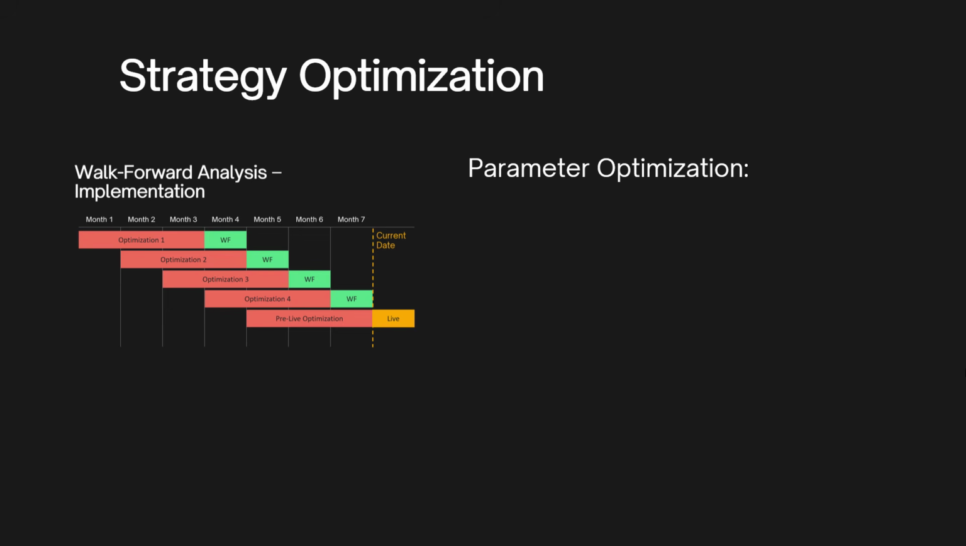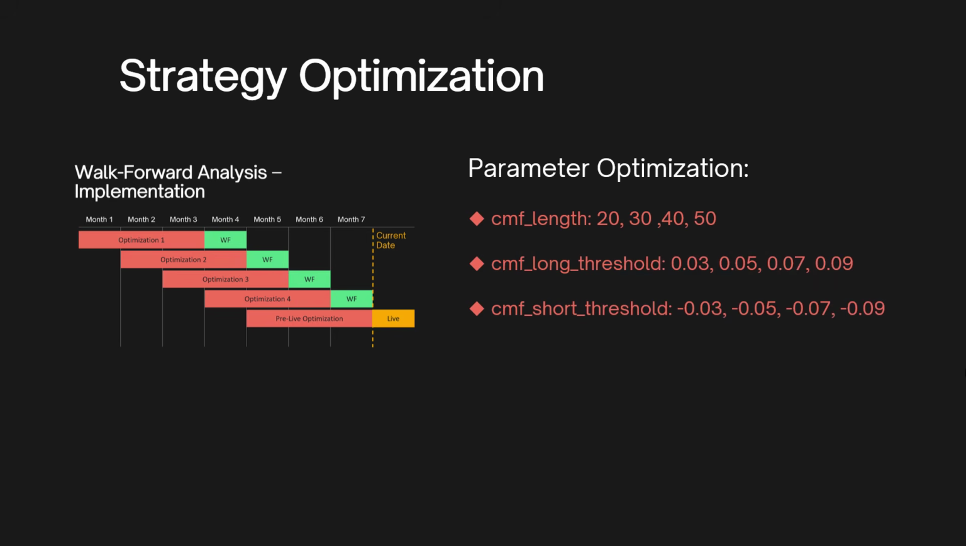We'll focus on optimizing the following key parameters: CMF length, the window size for the Chaikin Money Flow calculation. We'll test values ranging from 20 to 50 to find a good balance between sensitivity and stability. CMF long threshold and CMF short threshold. These define the minimum CMF values required to trigger trades. We'll test a range from 0.03 to 0.09 to filter out weak or false signals. ATR multiplier and risk ratio. These are used to calculate stop loss and take profit levels, dynamically based on market volatility.